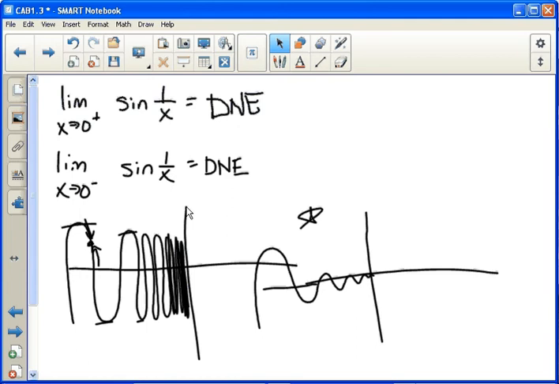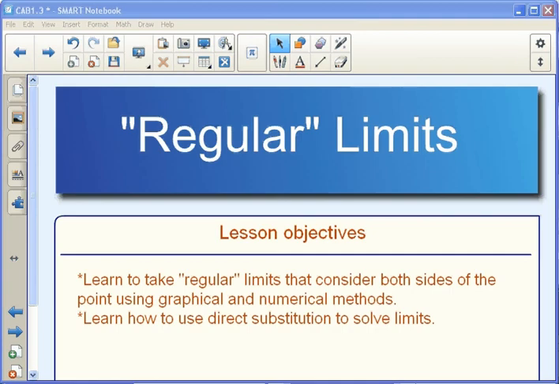So now that you have a pretty good handle on one-sided limits, we want to talk about regular limits. Now, just so you know, you're never going to actually call them regular limits. They're just limits, but I want to make sure I differentiate for you the difference between limits and one-sided limits. So regular limits consider both sides of the point, and we're going to look at how to solve them using graphical and numerical methods, and then we're going to use direct substitution to solve them analytically.